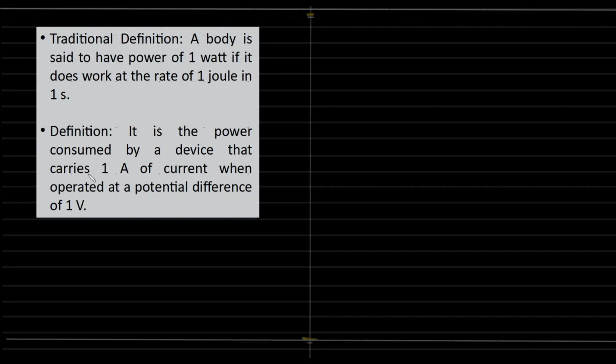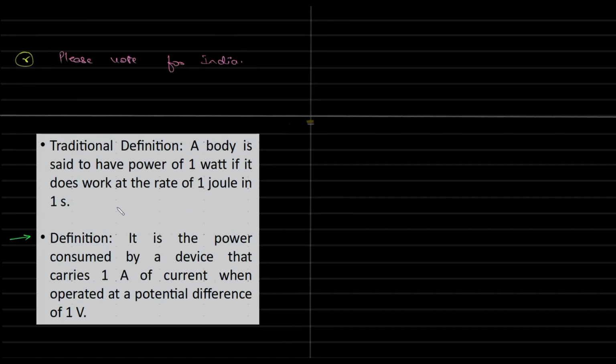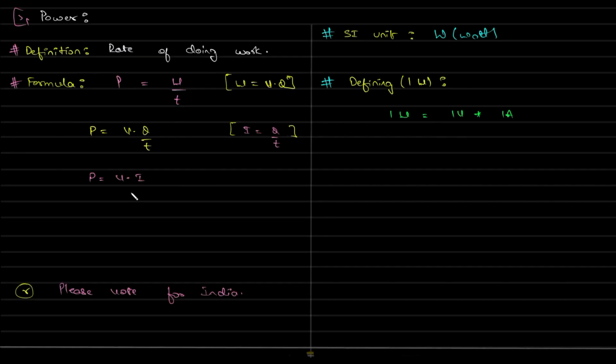Right? So we talk in terms of power consumption, because power consumption is what, when you talk about a refrigerator or heater, it consumes a lot of power. So this is the basic idea. It is the power consumed by a device that carries 1 ampere of current when operating at a potential difference of 1 volt. The traditional definition is that a device is said to have power of 1 watt if it does work of 1 joule in 1 second. This is just for your knowledge sake, but this is what you guys have to concentrate on. Okay, so I'll show all of that. Let me come back to this.